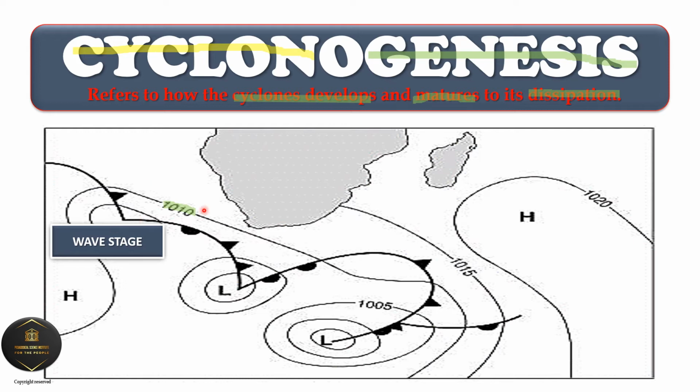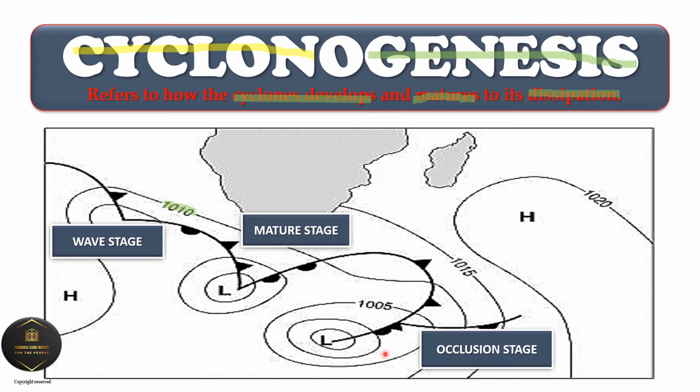So it's in the second stage of formation. And here our fronts are well developed, and we have the lowest pressure at the center of the system. So this is in the mature stage. And here you can notice we have a mixture of a cold front shown by the triangle and a warm front shown by the semicircle. So this is showing us that the occlusion stage is happening there. The system is getting destroyed. The two fronts have caught up with each other and an occluded front has resulted.